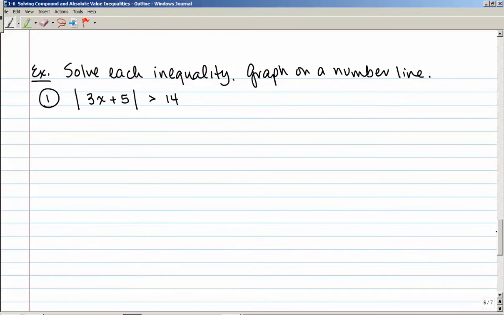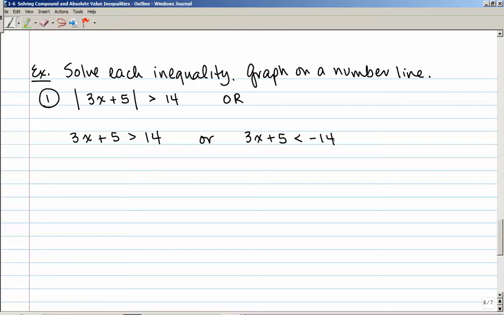So solve each inequality and graph on a number line. So this is a greater than, so it's a greater. So I have to write this as an or inequality. My first step is to take it just as it's written without the bars. So 3x plus 5 is greater than 14, or 3x plus 5, and here's the tricky part, is going to be less than a negative 14.